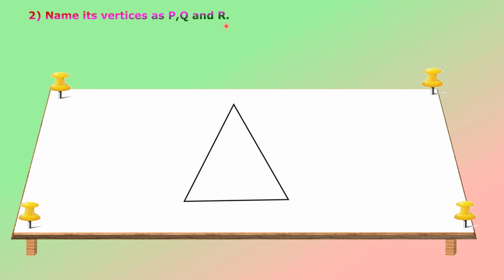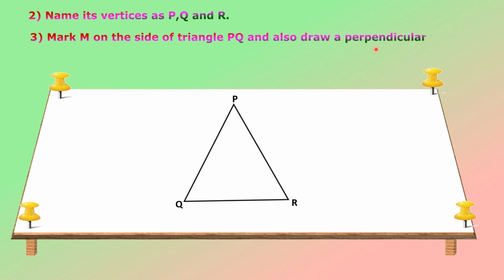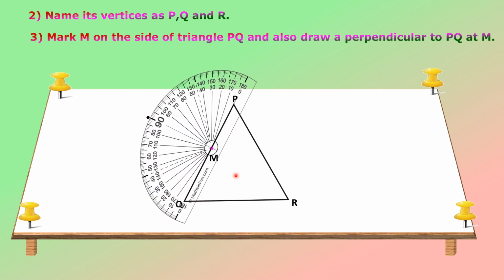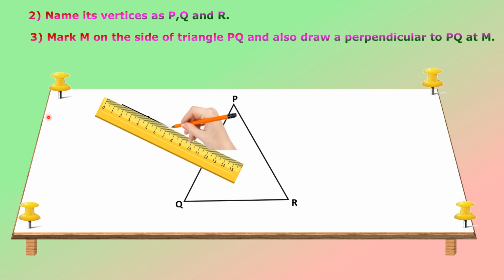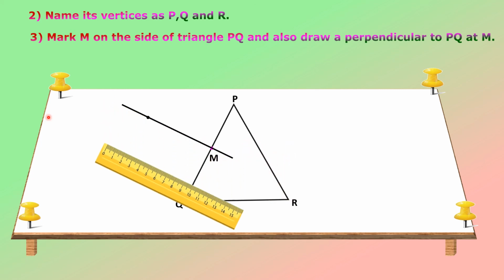Name the vertices as P, Q, R. Then mark M on the side of triangle PQ, and also draw a perpendicular to PQ at M. In the same position, I am marking a point M on the side PQ, then I will draw a perpendicular at M. Let us draw the perpendicular at M. That's all.